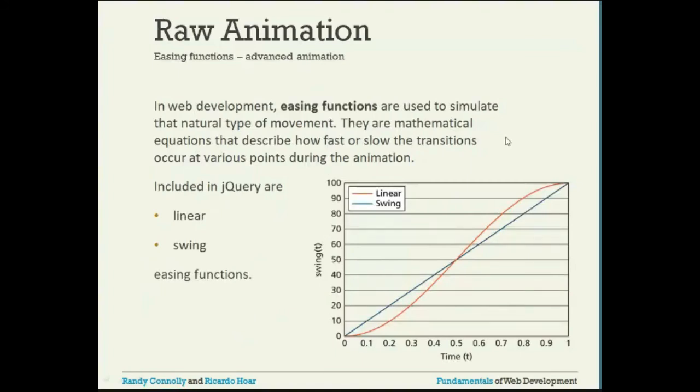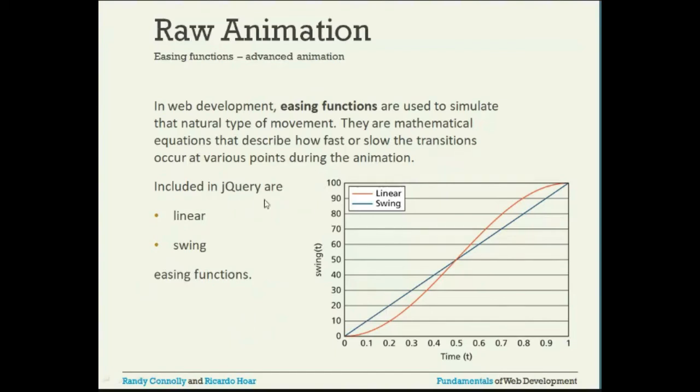In web development, easing functions are used to simulate natural movement. They are mathematical equations that describe how fast or slow a transition occurs. So when it is transitioning from one state to another, how fast or how slow that transition will happen is controlled by the easing functions, which are basically mathematical equations.